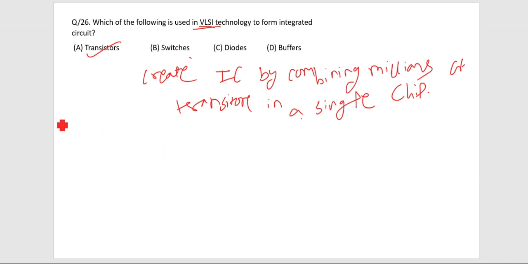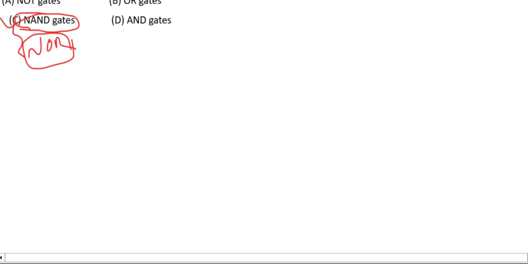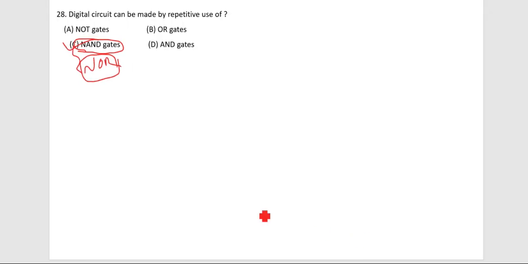Okay, so we'll move forward. Our next question is, the digital circuit can be made by repetitive use of. Look, these are the inverting gates: NAND gate and NOR gate. So we can form any circuit by using these two. NOR is not given in the options, so NAND is the correct answer. So this is the answer.